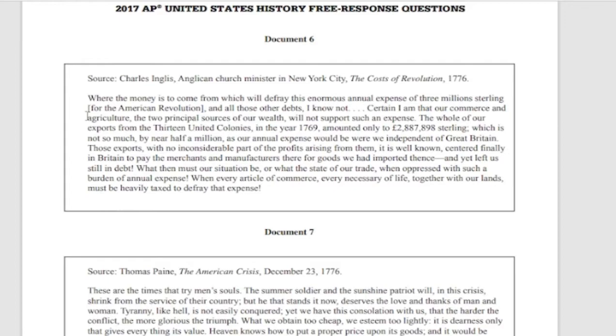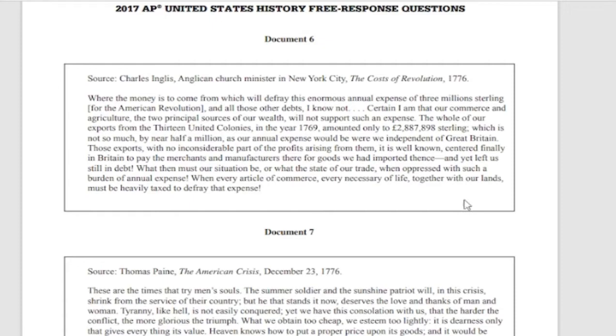Sorry. Anyways, so basically, don't declare independence or it's going to cost a lot of money. Don't declare independence. It'll be expensive. Really expensive. All of our trade won't be able to make up for it.